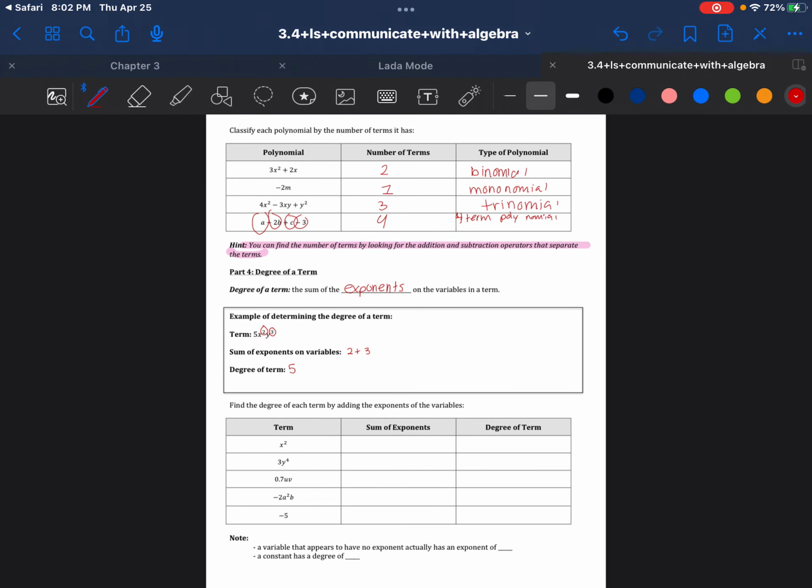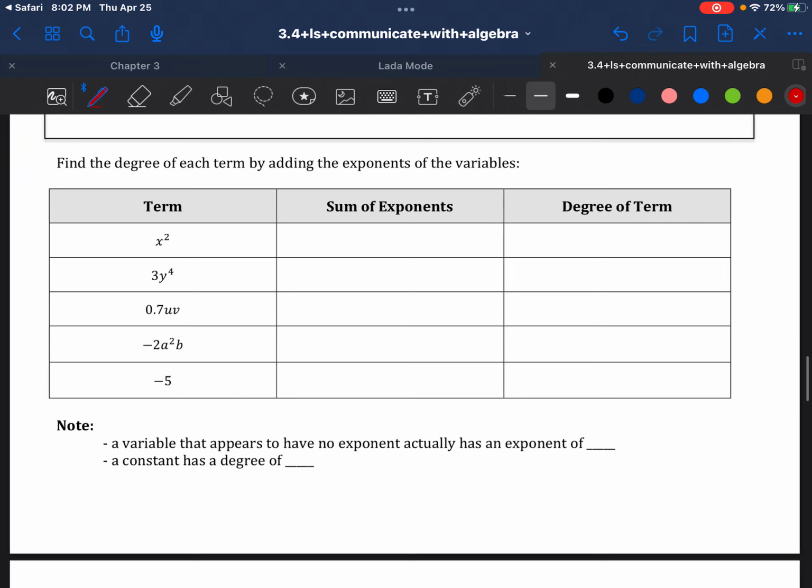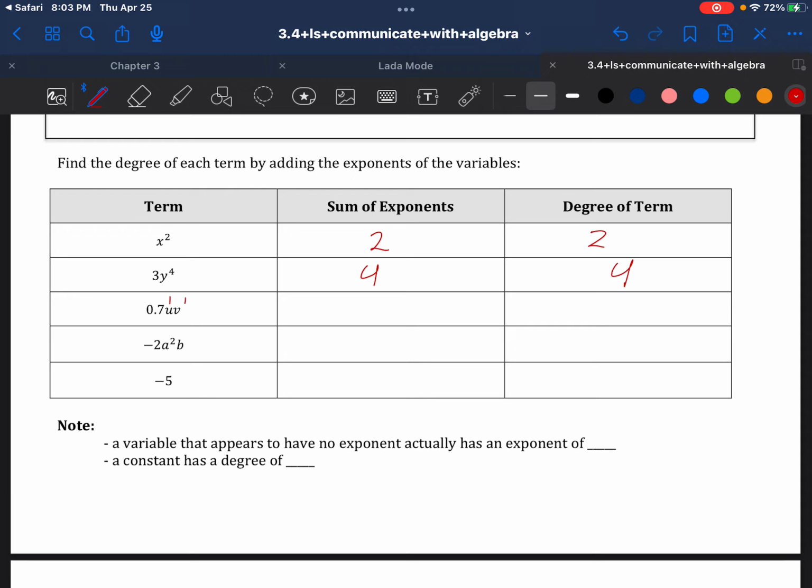Pretty standard. Now, find the degree of each term by adding exponents of the variables. So, let's do this. This one's 2 because it's only 2. This one should be 4 because it's only 4. This one is technically a 1 and a 1, so it's 1 plus 1, which is 2. This one is a 2 plus a 1, so 3. And there are no letters here, so it's just 0.